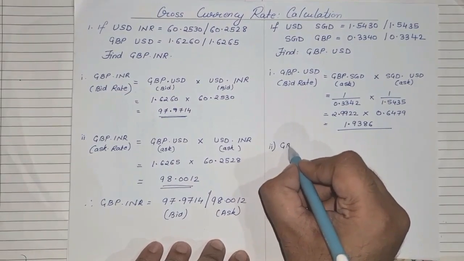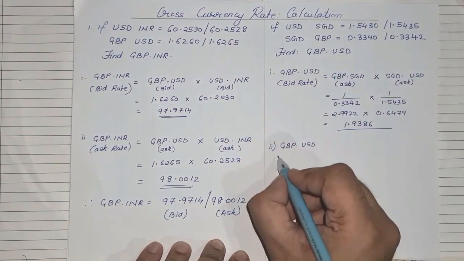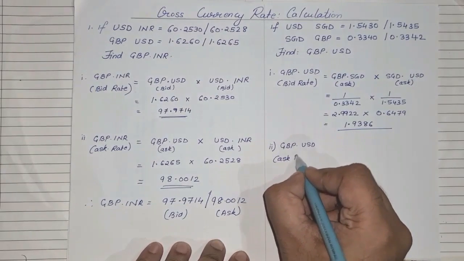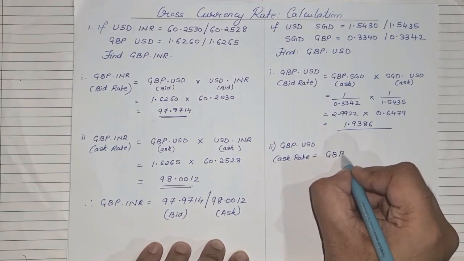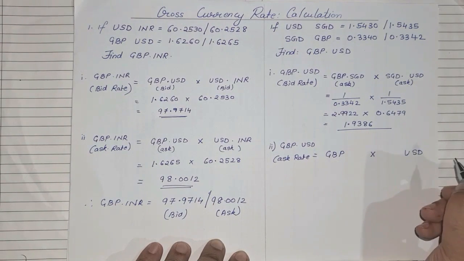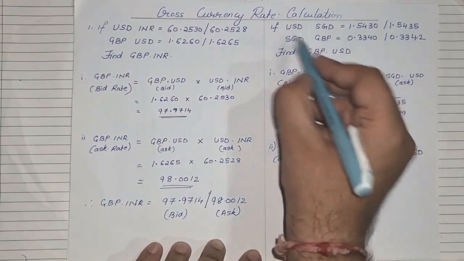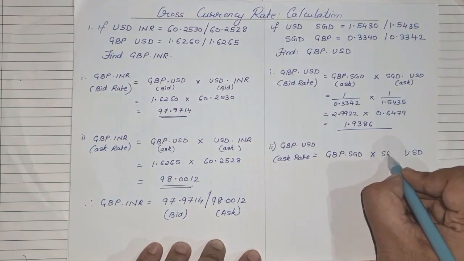Okay, now let us see how we use this in the second part, that is to find the ask rate. GBP to USD, that is what they've asked us to find. Now we are finding the ask rate. Look at this very carefully. Again we go in the same order. The first value was GBP, the last value is USD, multiplication in between. The third currency is SGD, so we note down SGD here, and here also we note down SGD.